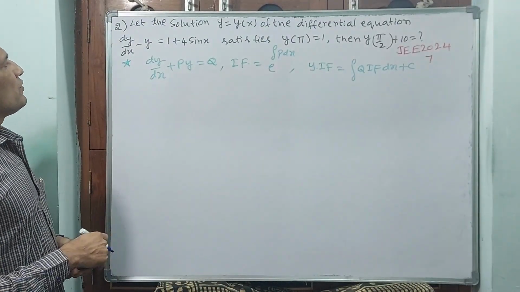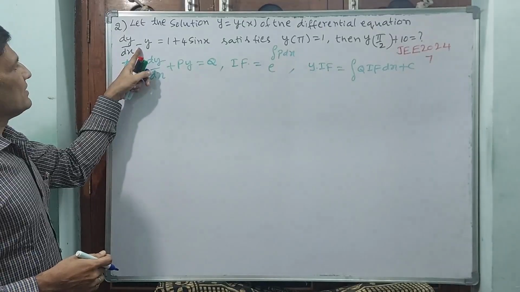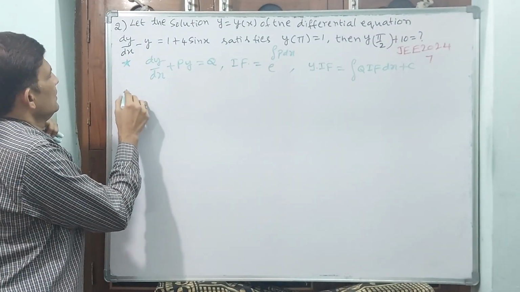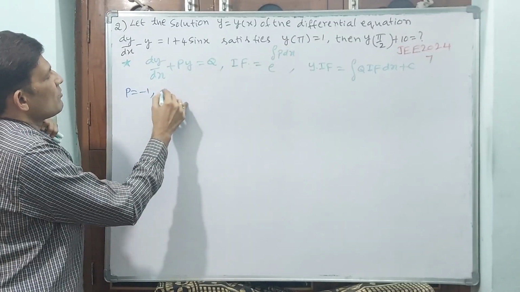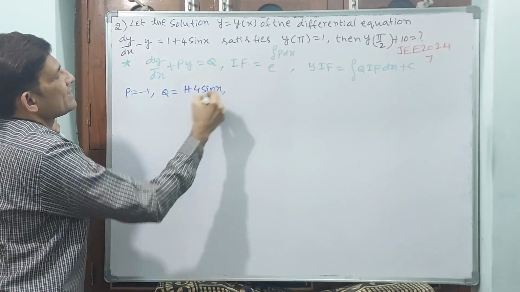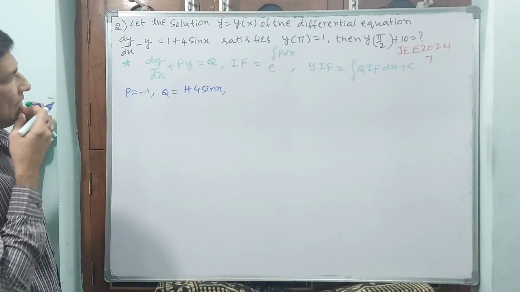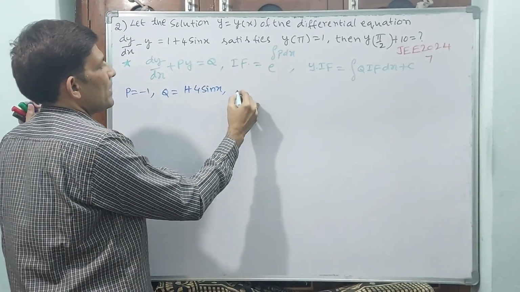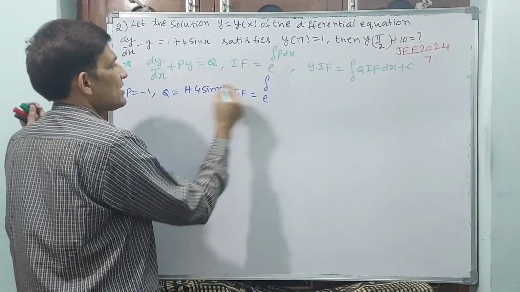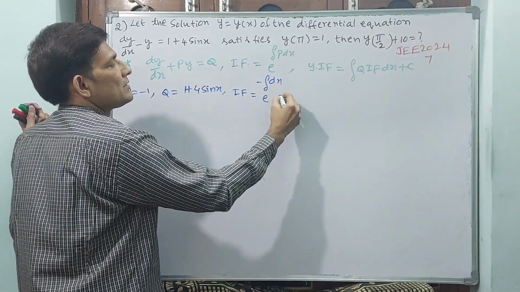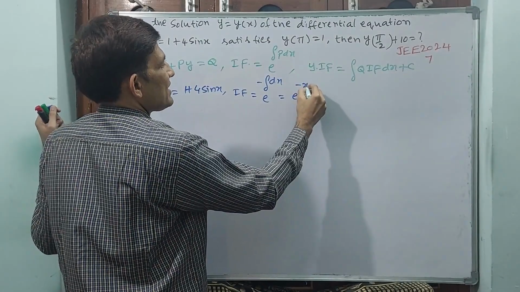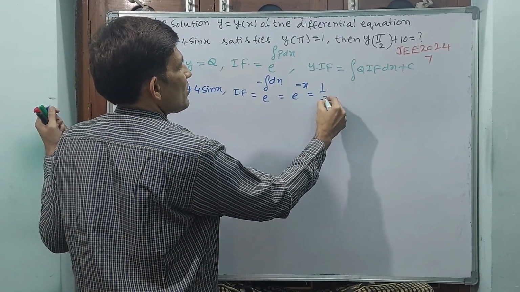Now what are you going to understand here? See, in dy/dx, the P value is minus 1. P is equal to minus 1. What about Q? Q is completely 1 plus 4 sin x. Let us go for the integrating factor: e power integral of minus 1 dx, that is equal to e power minus x, that is equal to 1 by e power x.